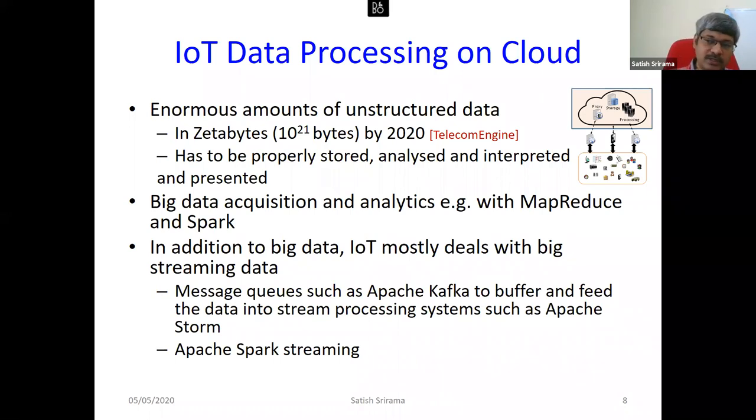Say, for example, you can put this data into some sort of message queue, something like Apache Kafka. You can buffer them. You can feed the data to some sort of stream data processing solution, something like Apache Storm, or else the Apache Spark streaming solution is there. So you can use one of these solutions. Of course, Flink also has another solution. So there are a lot of different solutions for that.